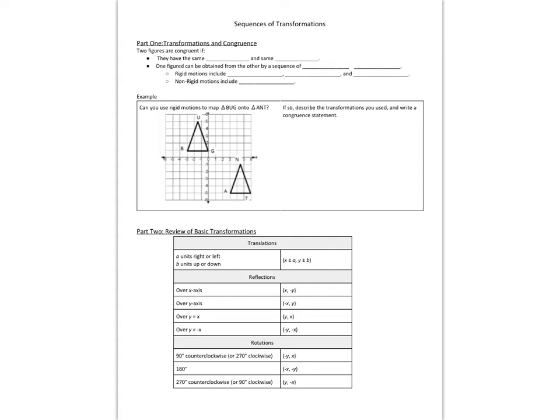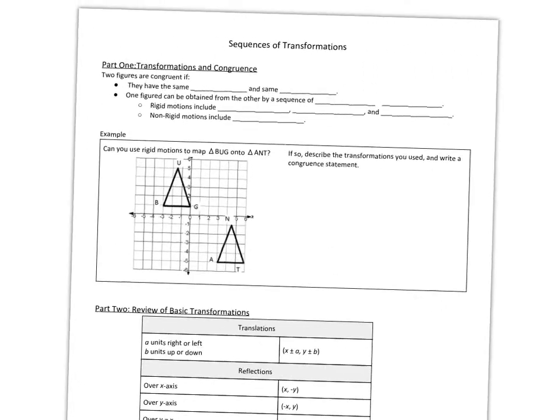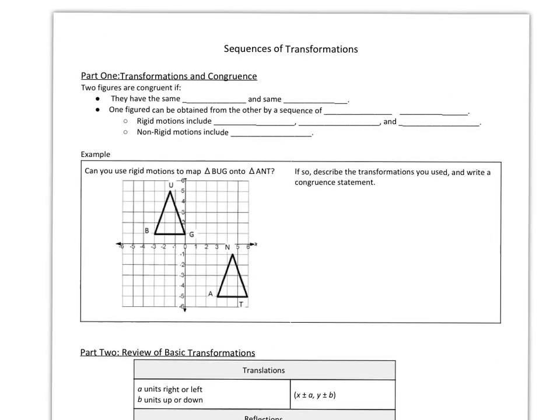So you guys have done reflections and rotations and translations before, and in this activity we're going to be talking about what happens when you put those together and make sequences of transformations, sometimes called composite transformations. First, let's talk a little bit about how transformations are related to congruent figures.